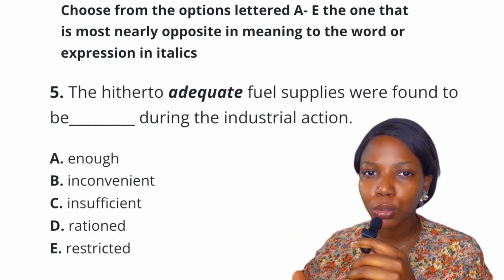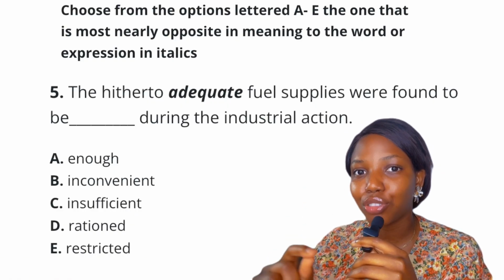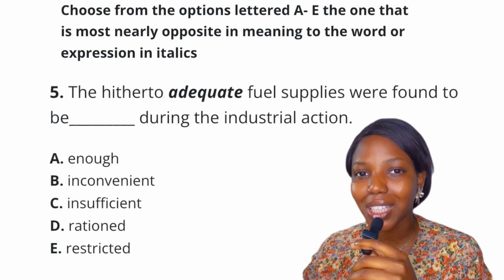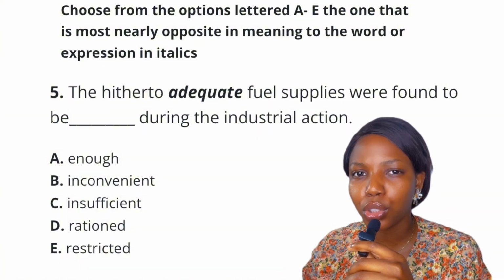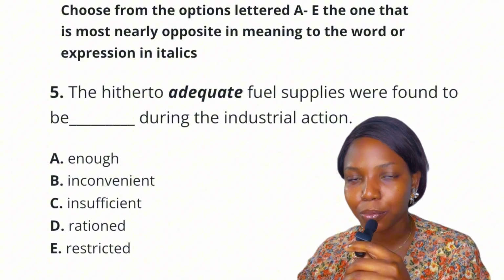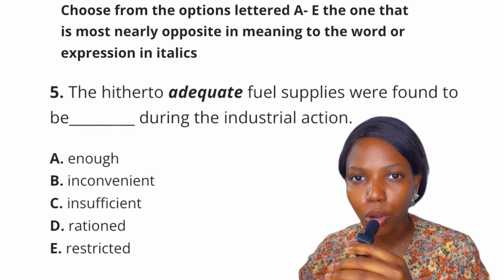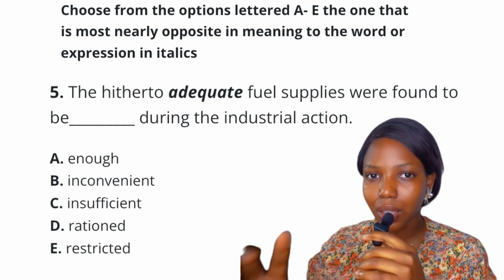Okay, step 2 is to determine the options that are traps. Okay, these options are not direct opposites, they are there to confuse you. You need to be able to identify them. Step 3 is to eliminate the wrong option. So we're going to do step 2 and 3 simultaneously.